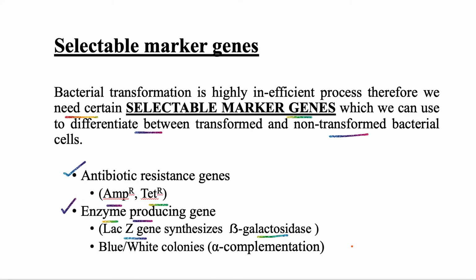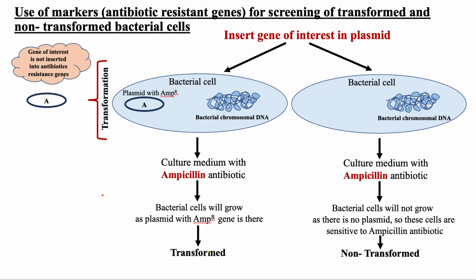which is present in the agar plate. It will turn that substrate into a blue product. So those bacterial colonies that are blue in color will be non-transformed, and those that are white in color will be transformed. This blue-white colony phenomenon is also known as alpha-complementation. So how does it work?